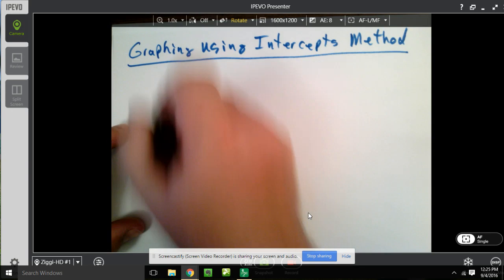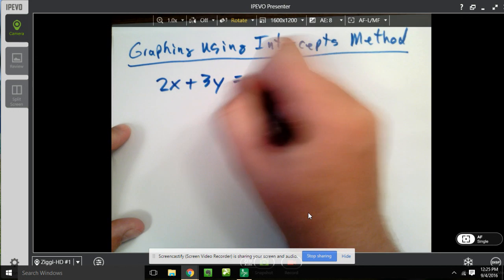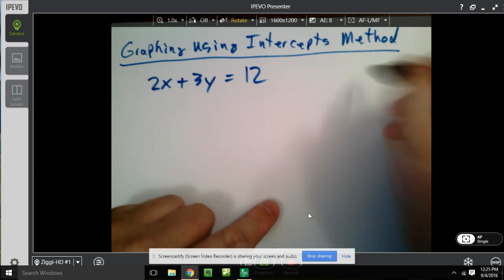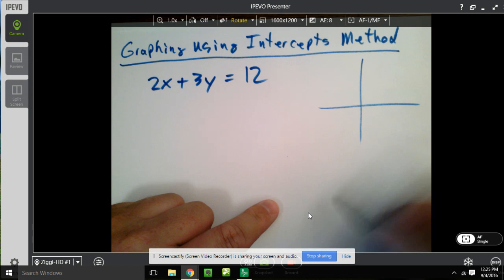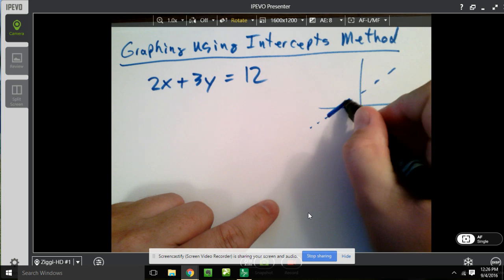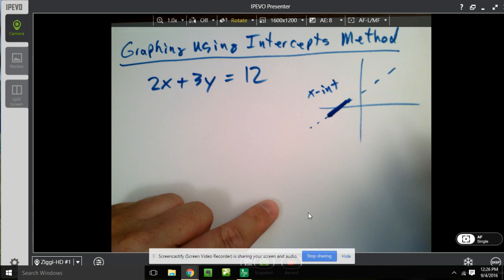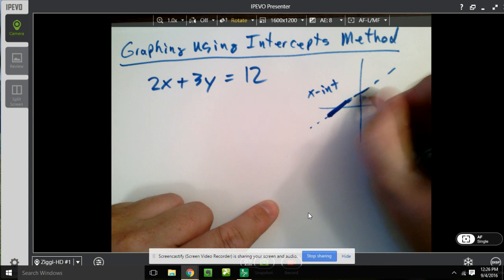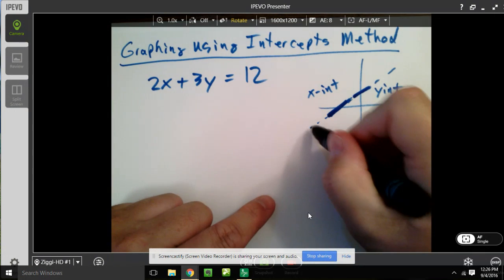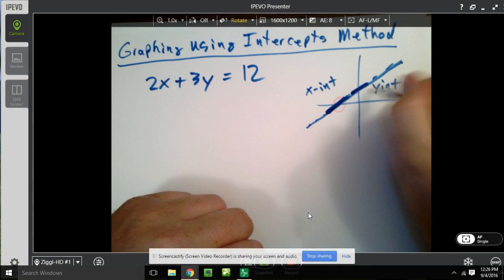If we're looking at graphing any line by the intercept method, let's take 2x plus 3y equals 12, and I want to graph using the intercepts. Now remember, an intercept is wherever a line goes through or intercepts the x-axis, which is called the x-intercept. It's also where that line goes through the y-axis, which would be called the y-intercept. So when I have this line, I have an x-intercept and a y-intercept right there and right there.